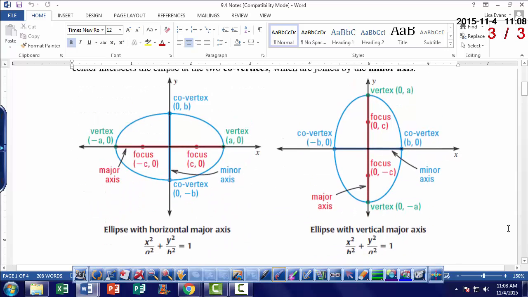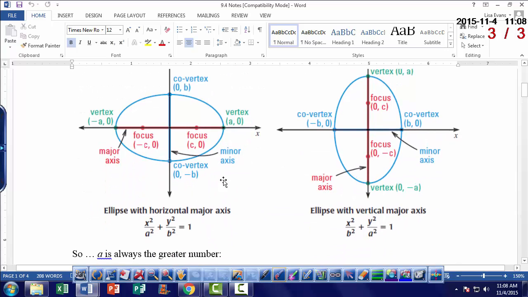So here's two great pictures, one of a horizontal ellipse and one of a vertical ellipse. So the horizontal ellipse, this would be considered the major axis, this would be the minor axis. The vertices are at negative and positive a, comma 0. The co-vertices are at 0, positive and negative b.